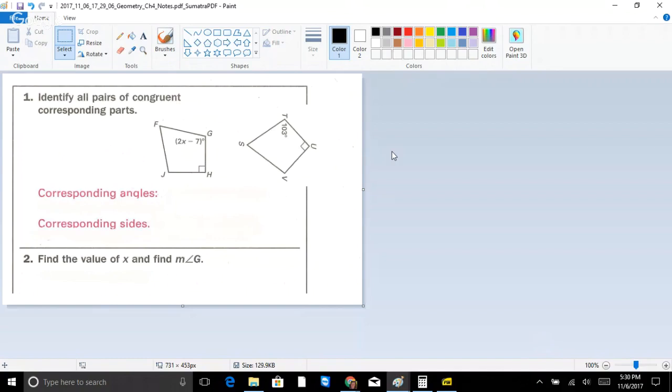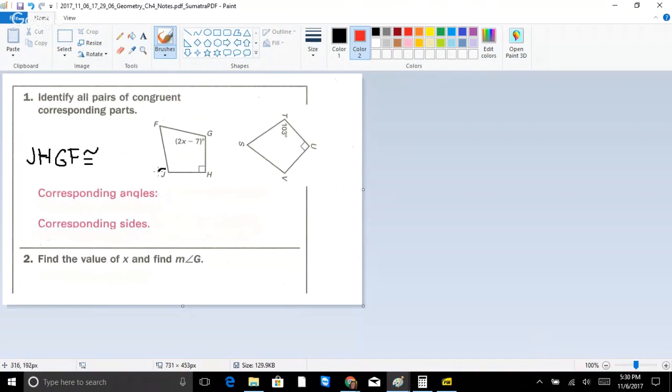So the thing is, if I can start off and I can write a congruent statement that's true for the whole figure, then that makes all the rest of my job super easy. So what do I mean by that? If I can say that JHGF is congruent, and I can get this right, to what it's congruent to, then everything else becomes easy.